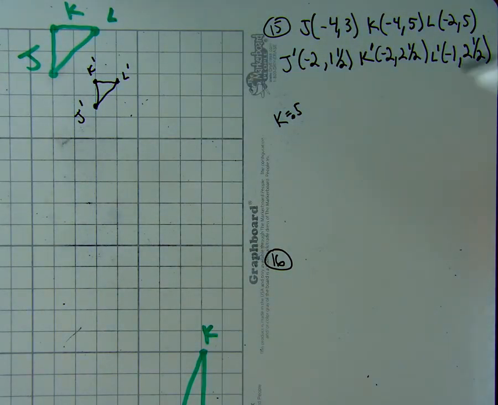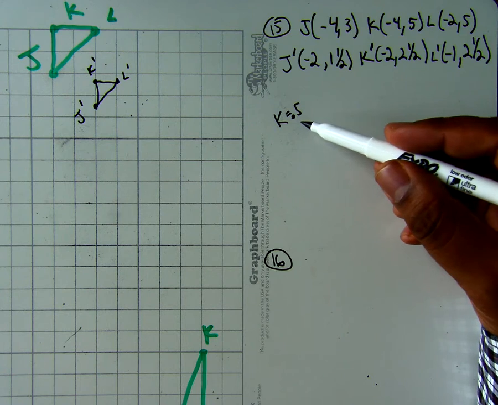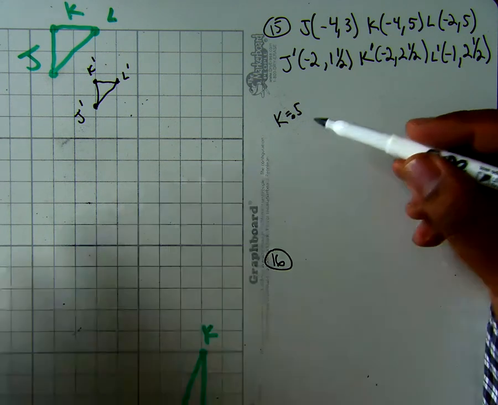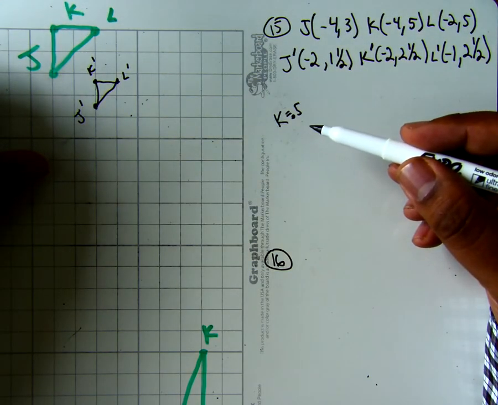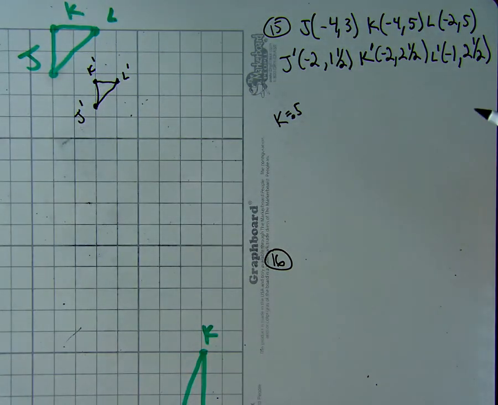Okay, and since our scale factor was 0.5, or between 0 and 1, I should say, that's going to make our image reduce and become smaller. Okay, and again, this is graphing a dilated figure. Now, next, let's take a look at another example.